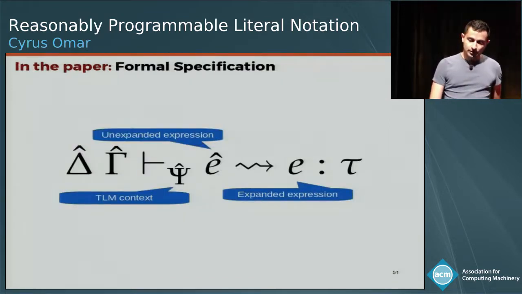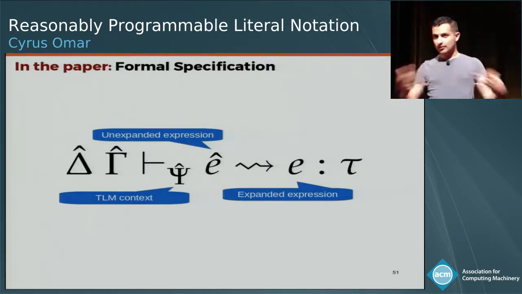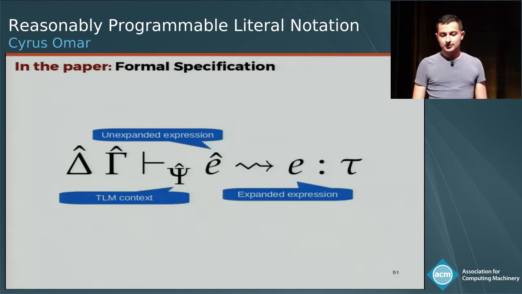So in the paper, those were just kind of informal statements of the reasoning principles. In the paper, we have a formal specification of the TLM system as a type lambda calculus. I'm not going to give you all the details, obviously, but the main judgment looks like this. It's a type expansion judgment. It starts from an unexpanded expression e hat, which has literal bodies in it, just unparsed. And then it expands to an expanded expression, which is just a normal expression. And then there's this TLM context, which contains all the definitions of the TLMs.